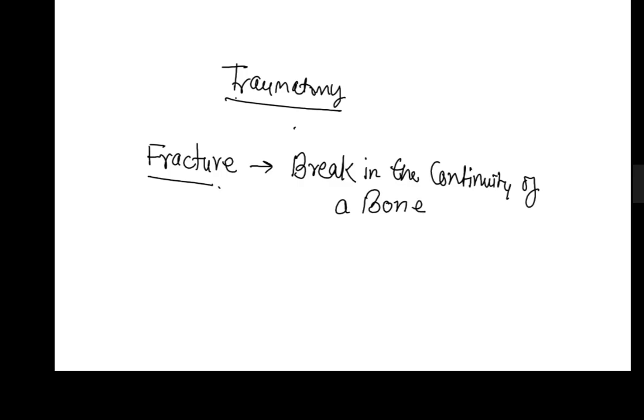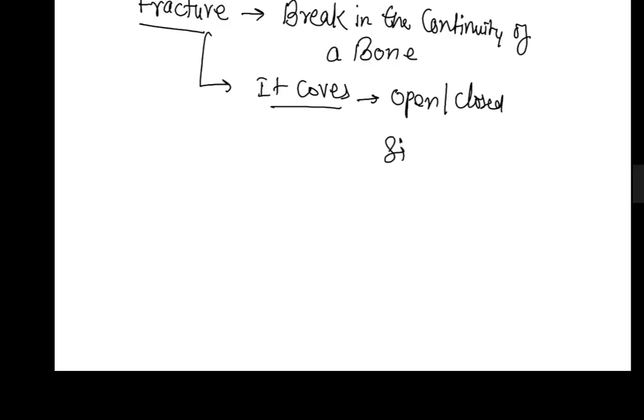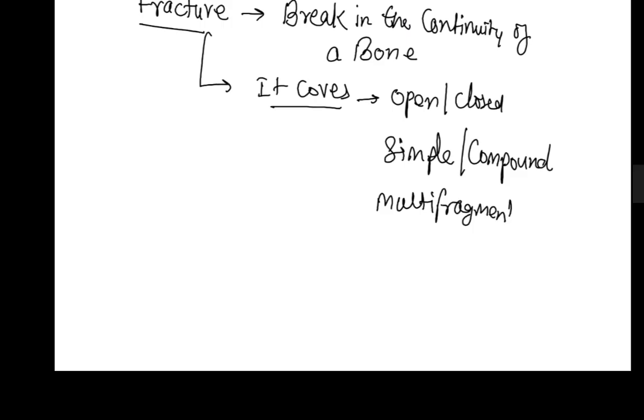Fracture is a wide spectrum term. It covers all the fractures. A fracture can be open or closed. A fracture can be simple. A fracture can be compound, where there is any vascular or nerve involvement. A fracture can be multifragmentary if we talk about geometry, or segmental, or a fracture with bone loss.